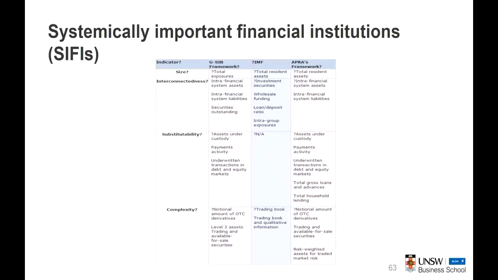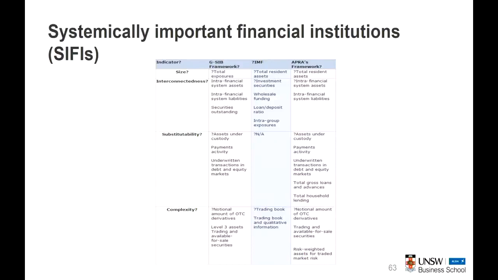And they looked at size, and the GSIB framework talks about total exposures. IMF looks at total resident assets. APRA looked at the same. Interconnectedness, APRA looked at inter-financial system assets and liabilities. So in other words, how much do banks have in terms of assets from other banks, and how much do they have liabilities to other banks? Substitutability, how easy is it to replace the service?